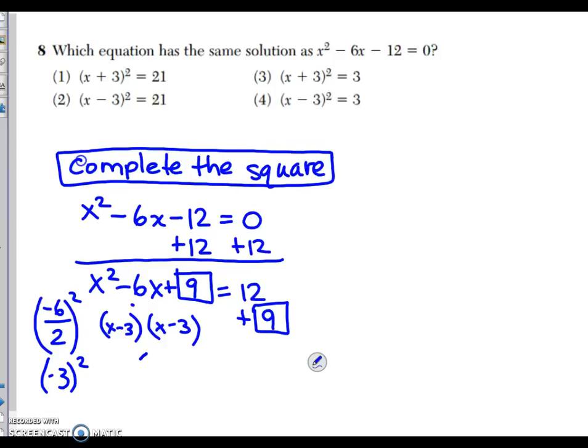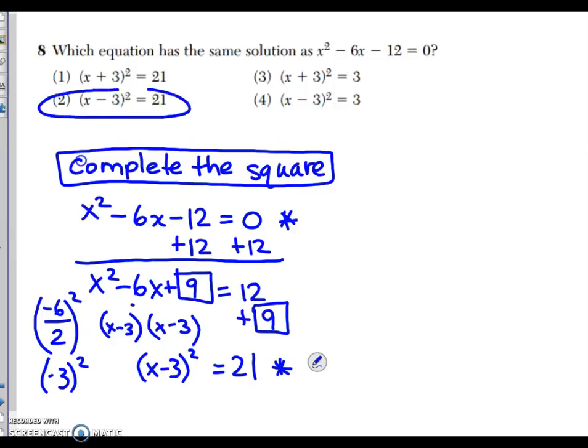When we have two groups that are exactly the same, this is called a perfect square. Complete the square. So on the left-hand side of the equal sign, we have x minus 3, and that group is squared, and 12 plus 9 is 21. Therefore, the equation x squared minus 6x minus 12 equals 0 has the same value as the quantity x minus 3 squared equals 21. So it is choice 2.